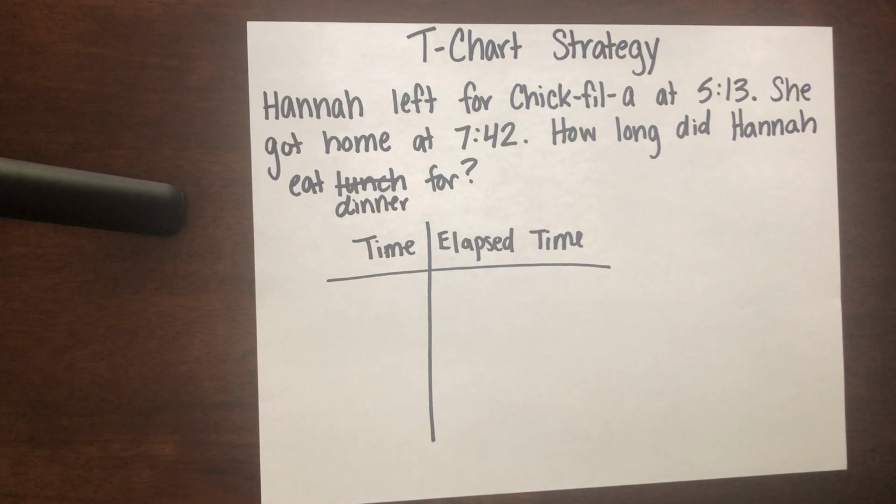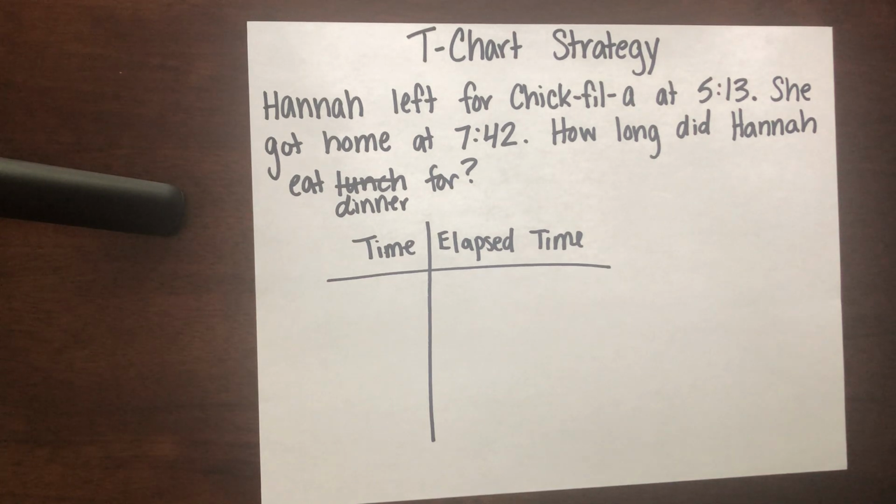Today is Tuesday and I'm going to be teaching you our third and final strategy for finding elapsed time. I'm going to be working through 3 different problems today. The first problem will be missing the elapsed time, the second problem will be missing the ending time, and the third problem will be missing the start time. So you'll be able to see all 3 types of questions and how we'll answer them using the T-chart strategy.